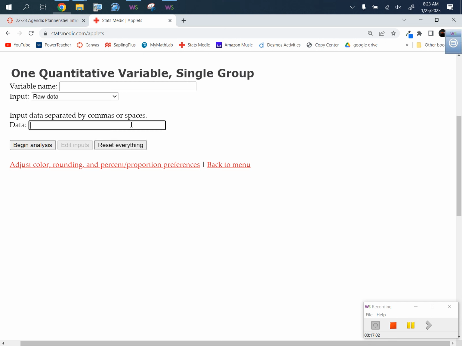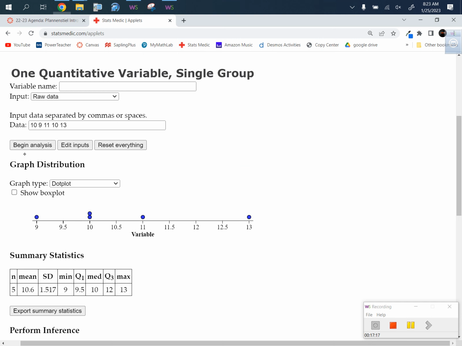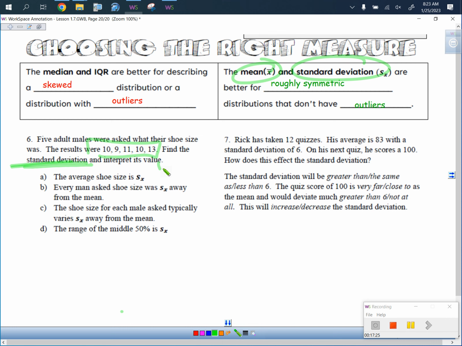10, 9, 11, 10, 13. Is that right? 10, 9, 11, 10, 13? Yeah. Standard deviation, did you get 1.517 or something close to that, depending on how you rounded? Cool. So we'll write that down on our worksheet, 1.517. And I'll let you guys choose multiple choice, A, B, C, D. One of those is the interpretation of the standard deviation.